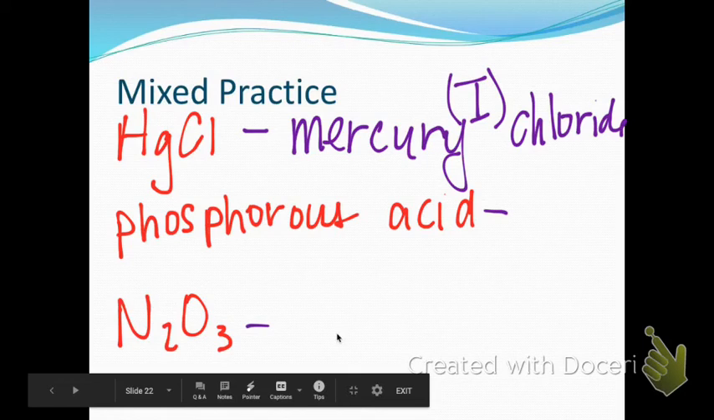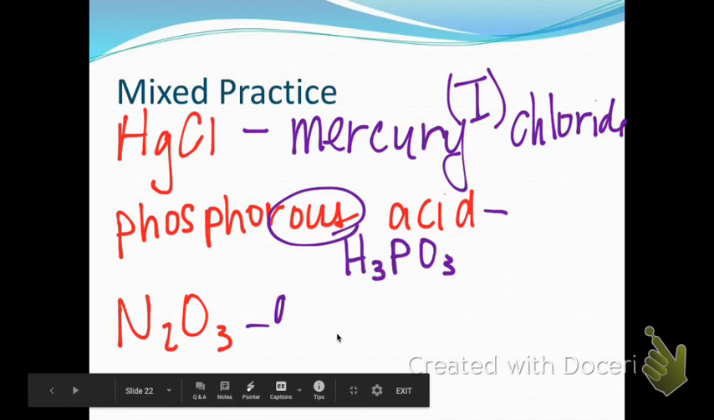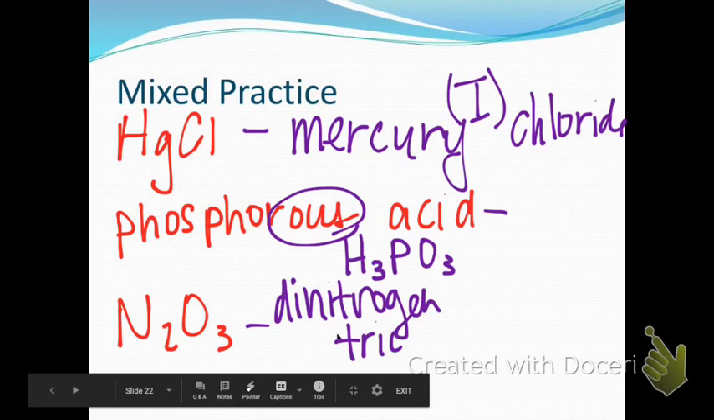Jackson, what'd you have for number 2? H3PO3. Nice. Nailed it. H3PO3. Okay. Manju, what'd you have on the 3rd one? What'd you say? Okay, that's all right. Laurie, what'd you have on this one? Dinitrogen trioxide. Good.